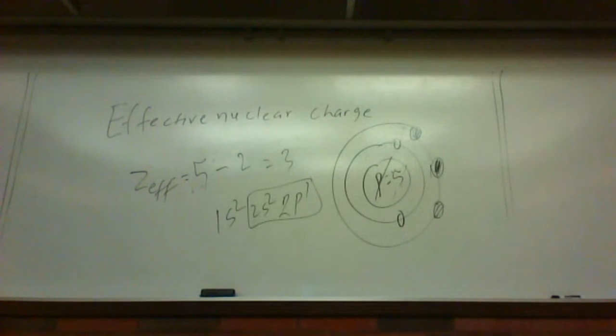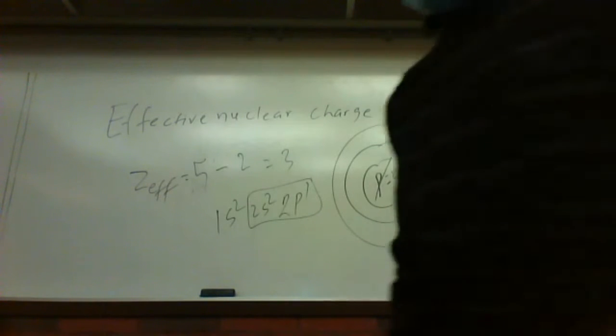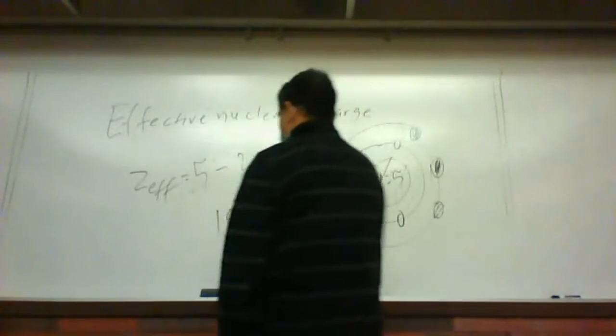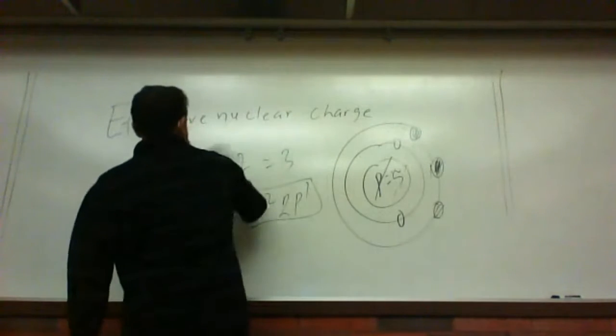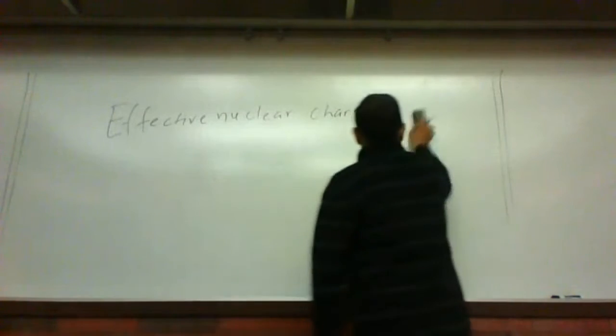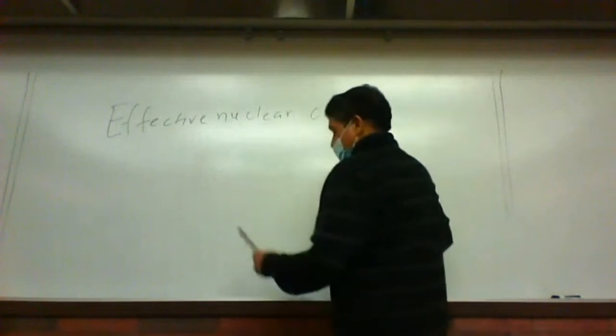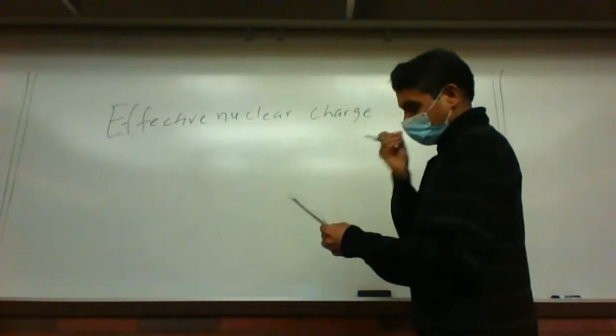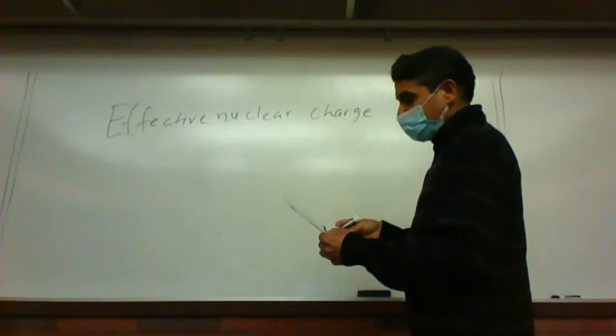So the number of protons minus the number of inner electrons is called the effective nuclear charge. Let's look at slide number 11 and aluminum. I'm calculating the effective nuclear charge for aluminum.